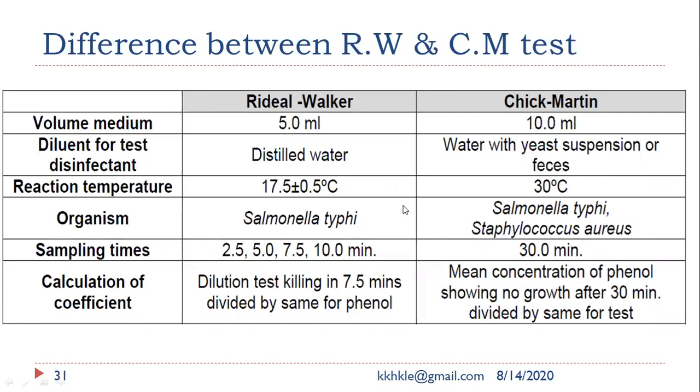So in this case, only one fixed time is taken. That will be the concentration which shows the killing at 30 minutes. So that will be taken, fixed. There is no point saying it is not killed at 5 minutes, it will kill only at 7.5 minutes, that will not be done. So to avoid that problem, it has a fixed timing here in case of the Chick-Martin test.